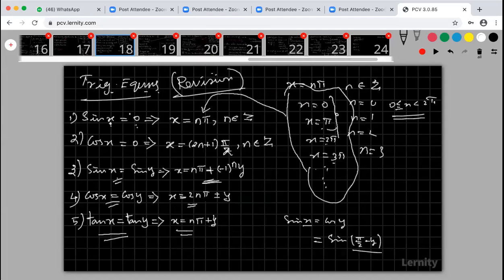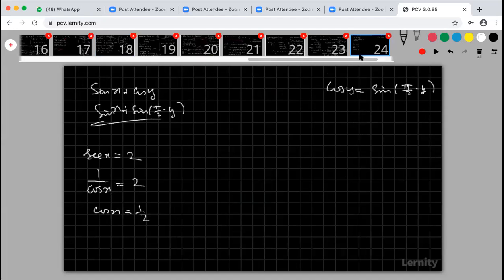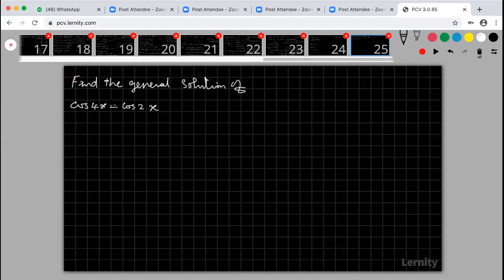What is the solution of cos x equal to cos y? x is equal to 2n pi plus or minus y. This is your x, this is your y. So therefore 4x is equal to 2n pi plus or minus, I'm sorry, this is y, ma. Cos 4x is equal to cos 2x only. Actually, this is your x, and x is equal to 2n pi plus or minus y. Your y is nothing but 2x.